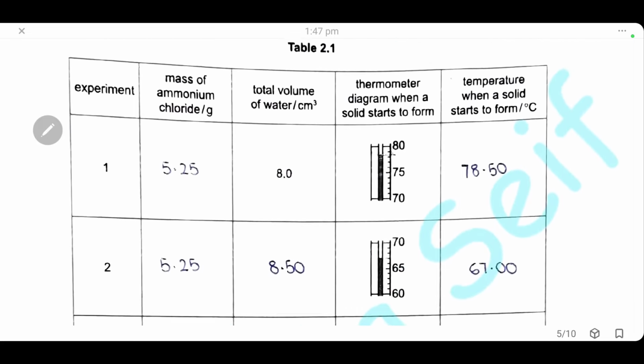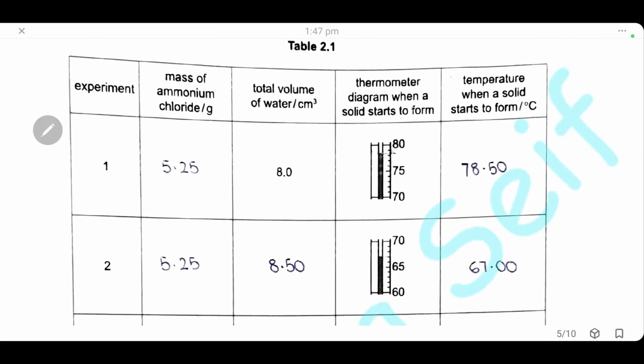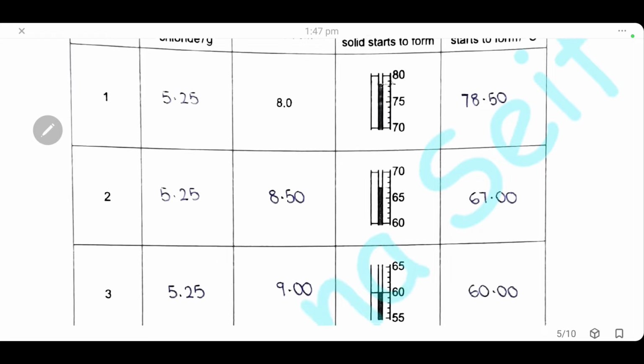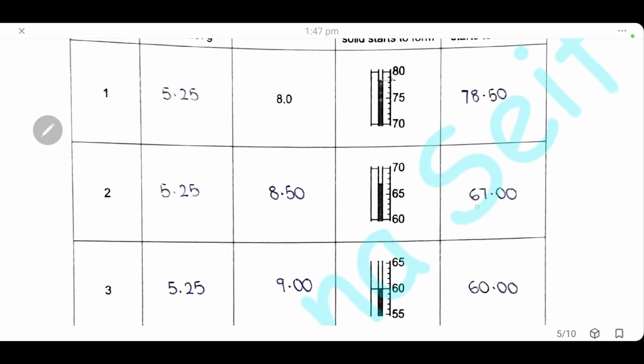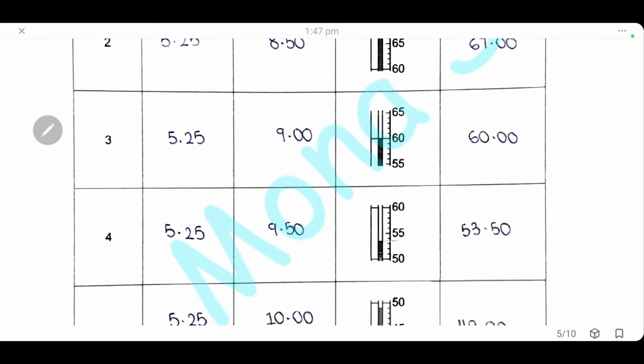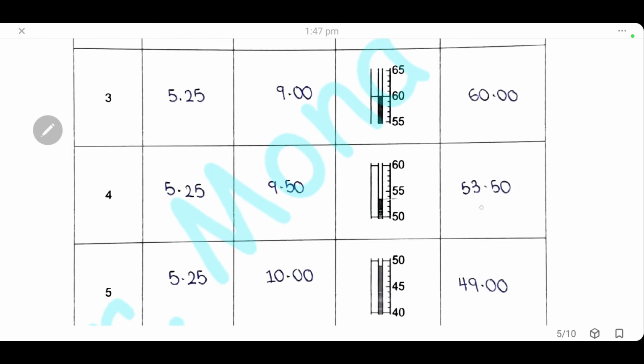Then using the thermometer diagram we will record the temperature when the solids start to form by cooling. For the first experiment it's 78.5 degrees Celsius. A second experiment it's 67 degrees. Third experiment it's 60. The fourth experiment 53.5, and finally experiment 5 it's 49 degrees Celsius.